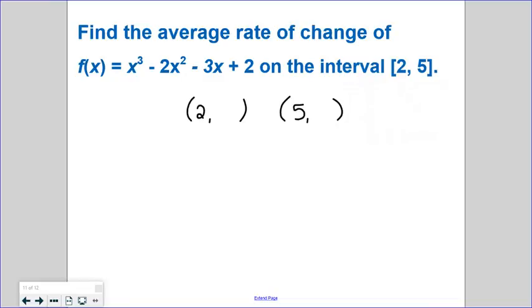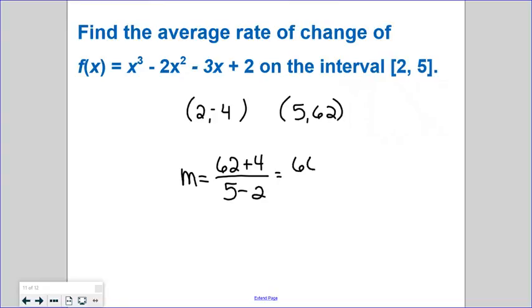All right, you help me out here. 2 comma what? -4. 5 comma? All right. Slope: 62 minus -4 over 5 minus 2, 66 over 3, or a slope, an average rate of change, of 22.